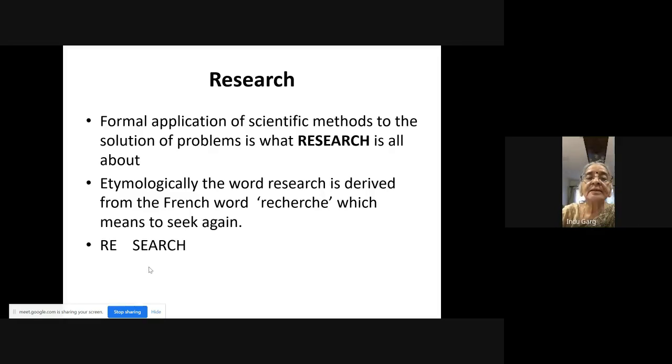Just to let you know that research cannot be a haphazard activity. Research is actually quite scientific in nature. It has to be done systematically. It has to be conducted logically. And research is basically a formal application of scientific methods to the whole idea of finding solutions to your problems. And that is what exactly research is all about. So you use scientific methods to find a solution to the problem.